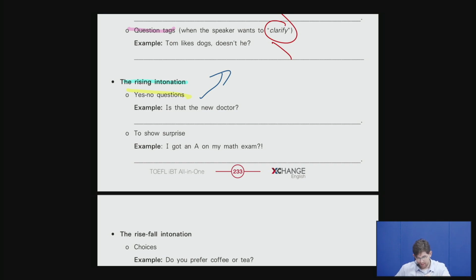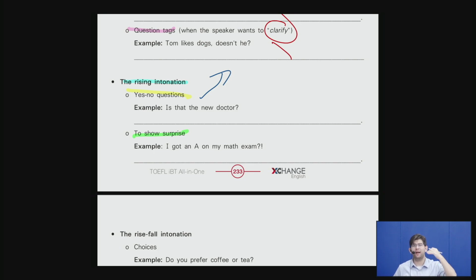The next one is to show surprise. So we're going to say something, and we're almost shocked about it. I got an A on my math exam? It's unbelievable. I can't believe it. I'm feeling shocked. Oh my goodness. It is raining outside again? I can't believe it. I'm feeling shocked that my tone is getting higher.